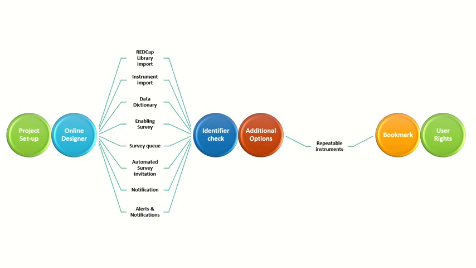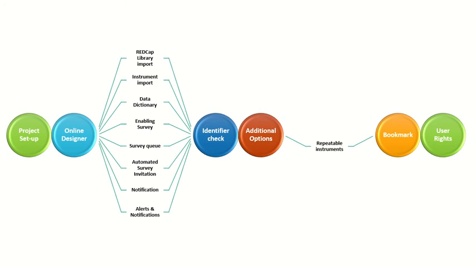So on the project setup page, the things that you're going to do here is you're going to start by setting up the basic pieces of your project. Then you're going to go to your online designer. You've got a few different options in your online designer. You could go to the REDCap library where you would be able to import validated instruments. You could import an instrument from another project.